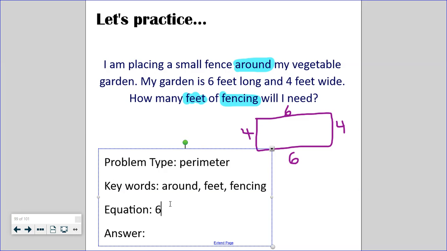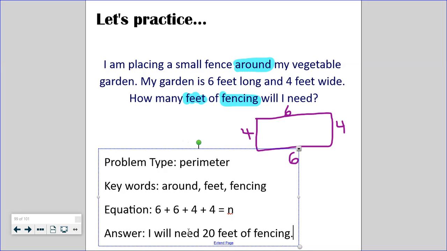So what equation will I use? Well, I'm going to add 6 plus 6 plus 4 plus 4, and that's going to give me my perimeter. So I know 6 plus 6 is 12, and I know 4 plus 4 is 8. So 12 plus 8, what'd you get? 20? Good job. And this time I'm going to answer in a complete sentence. The question was, how many feet of fencing will I need? I will need 20 feet of fencing.